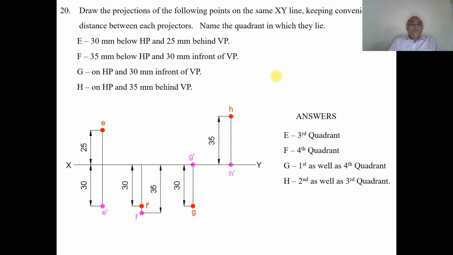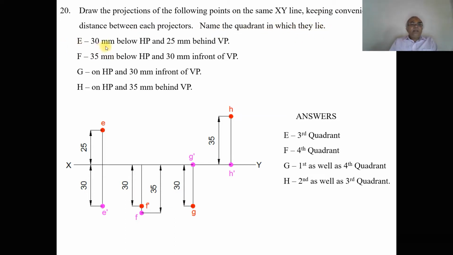Now, in this video, continuing with the combination of quadrants, we are going to discuss one more problem and how to draw it by using AutoCAD. Draw the projections of the following points on the same XY line, keeping convenient distance between each projector, and name the quadrant in which they lie.